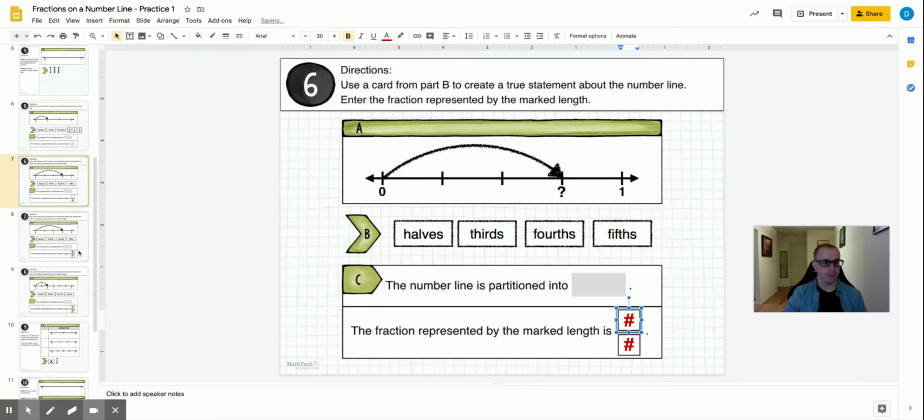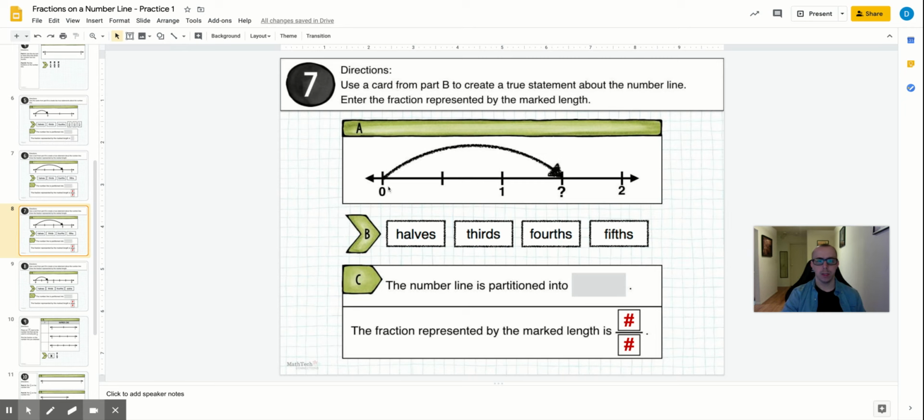Okay, so let's look at number 7. Same thing, start at 0. How many parts? Be very careful on this one because look what I'm seeing. This number line goes up to 2. So this has to do a lot with that last lesson, I think 12-5, where it goes beyond 1. Okay, so you've got to count only between 0 and 1.